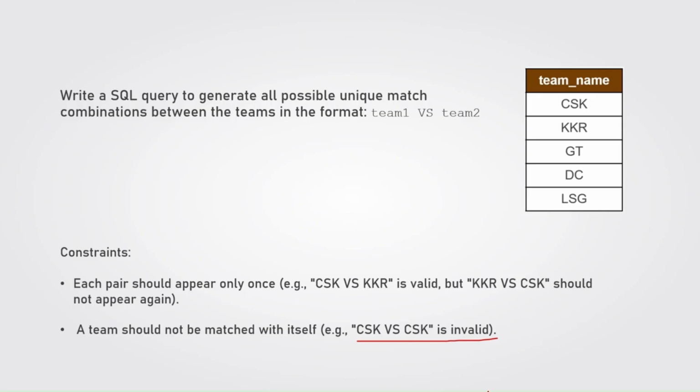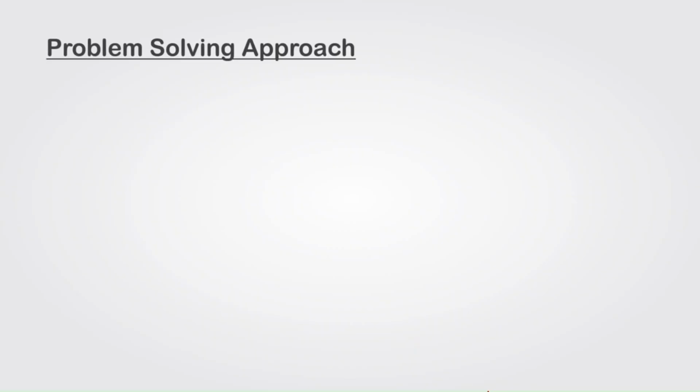Now you have been given 5 cricket teams, and you have to generate the possible unique matches in the format team 1 versus team 2. So that would be your expected output. Let's now move on to understand how to solve this problem. What would be your problem solving approach? You can even pause the video here and think through the ideal approach to solve this problem, and then we are going to understand how to approach the problem.